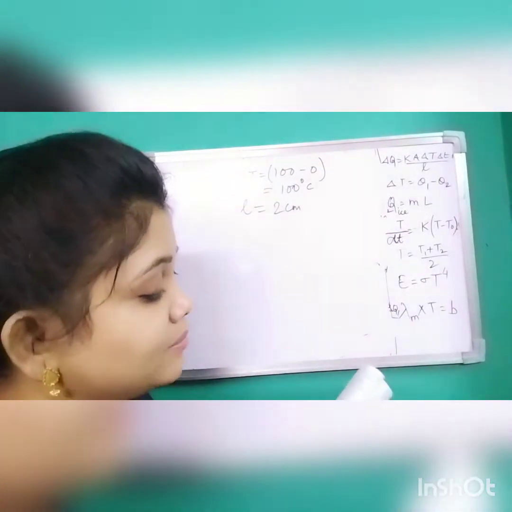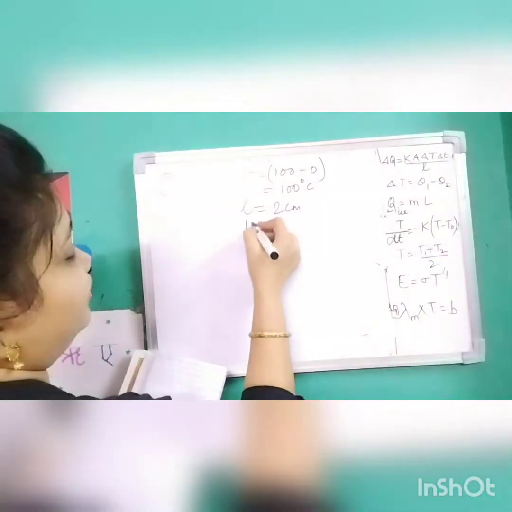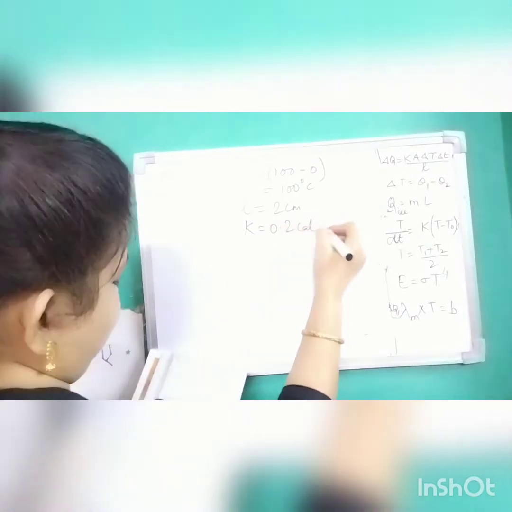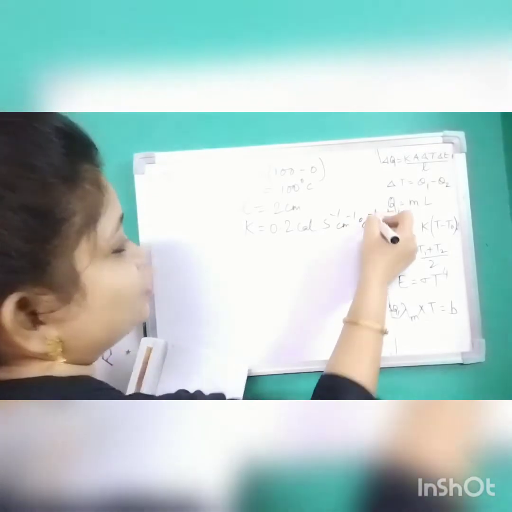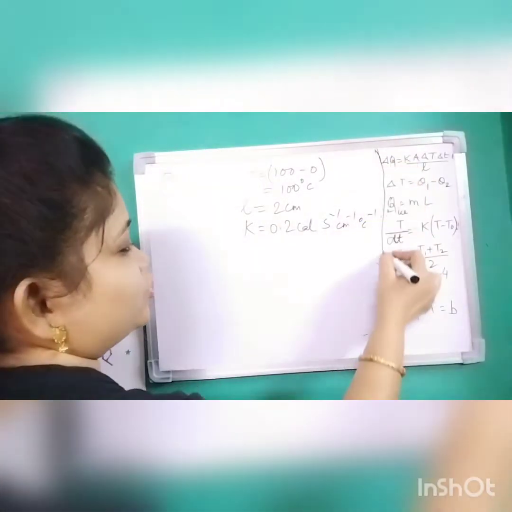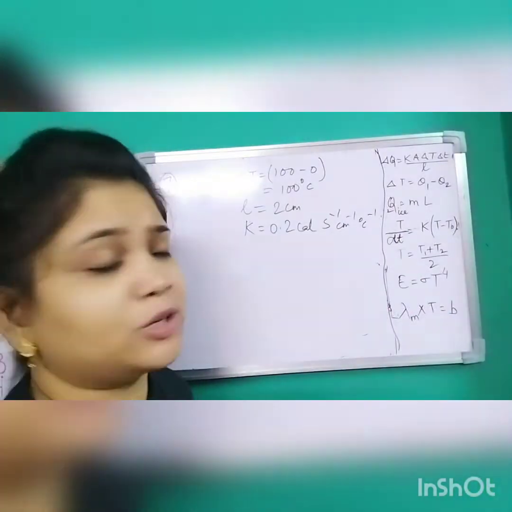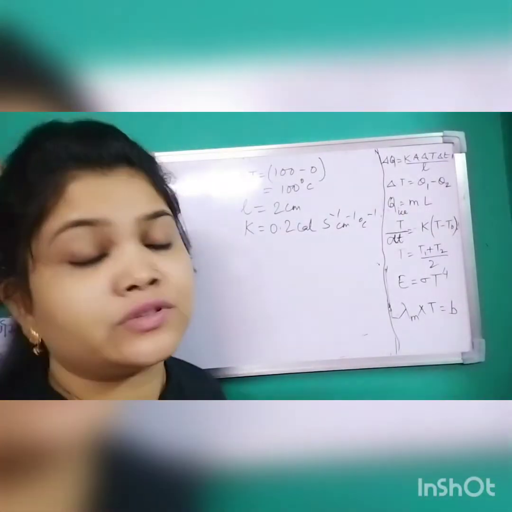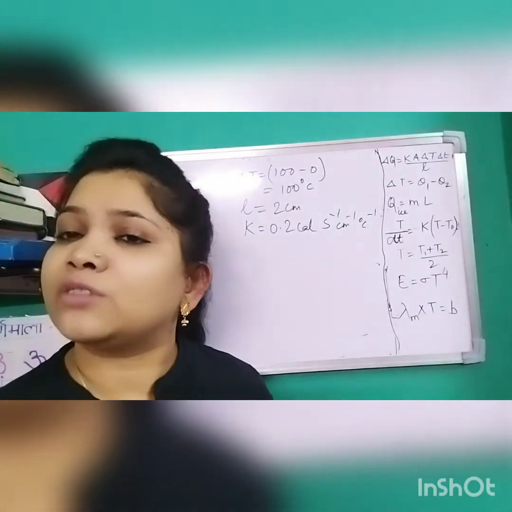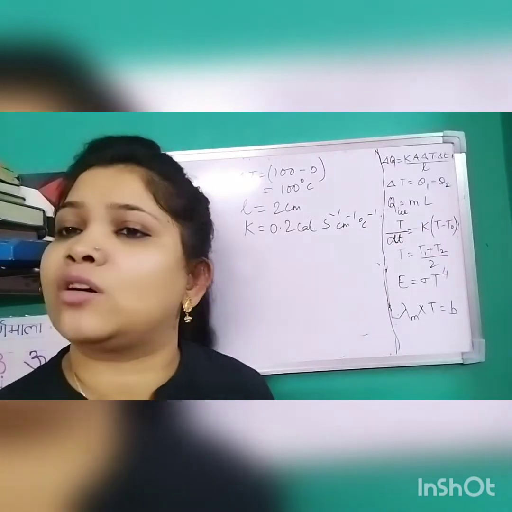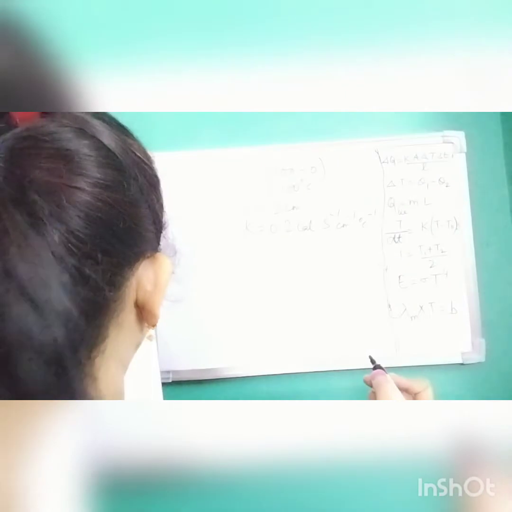Now it's given that the thermal conductivity of iron is 0.2 calorie per second. So thermal conductivity K is 0.2 calories per second per centimeter per degree centigrade. You see here it's given in CGS unit, so no need of converting. If you don't convert all the terms into the same unit, your sum will be wrong. So always try to convert either all in SI or all in CGS, whichever is preferable to you. So K is given as 0.2.